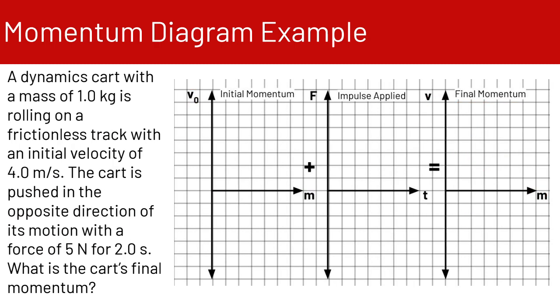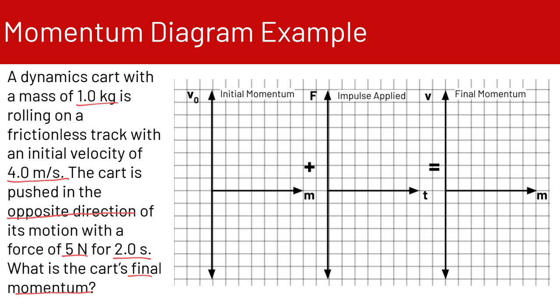Okay, let's try another example here. So we have a dynamics cart with a mass of 1 kilogram, rolling on a frictionless track with an initial velocity of 4 meters per second. The cart is pushed in the opposite direction of its motion with a force of 5 newtons for 2.0 seconds, and we want to know the cart's final momentum.